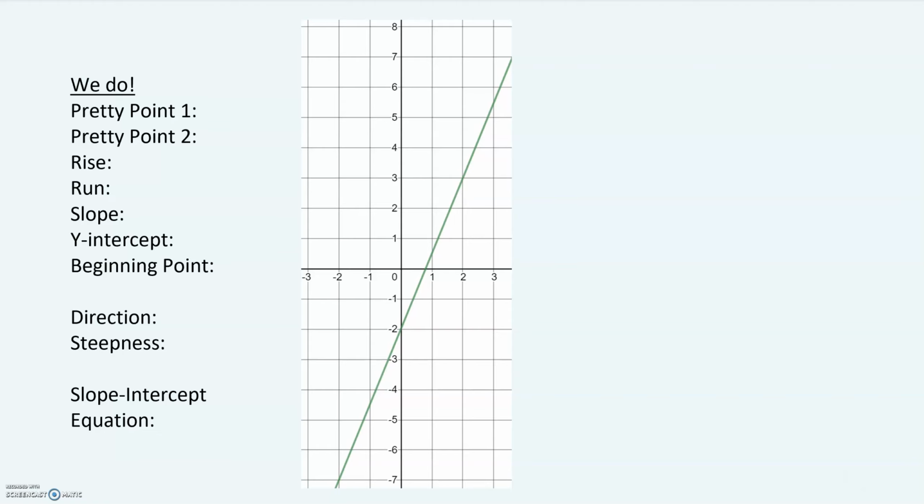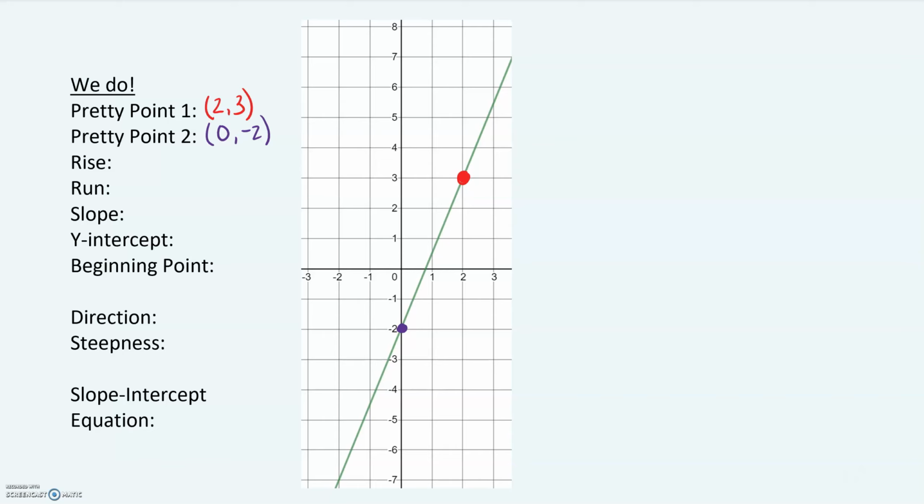So for me, I see a nice pretty point right here, and this point is at (2, 3), so I'm going to write over here (2, 3). And then I can also see a nice pretty point right here, which I'm going to give its label, which is at (0, -2). Oops, I didn't want to write that right there. You can, it's okay. I want to write it over here though. So we said (0, -2). So those are my pretty points. Those are the two points that I'm looking at in order to find everything else.